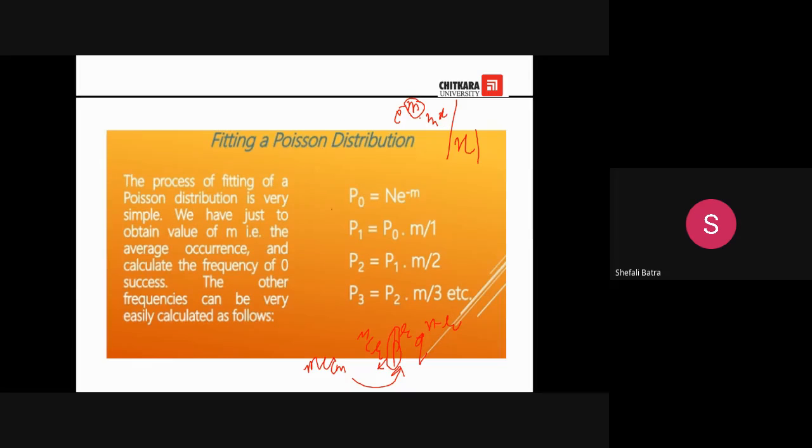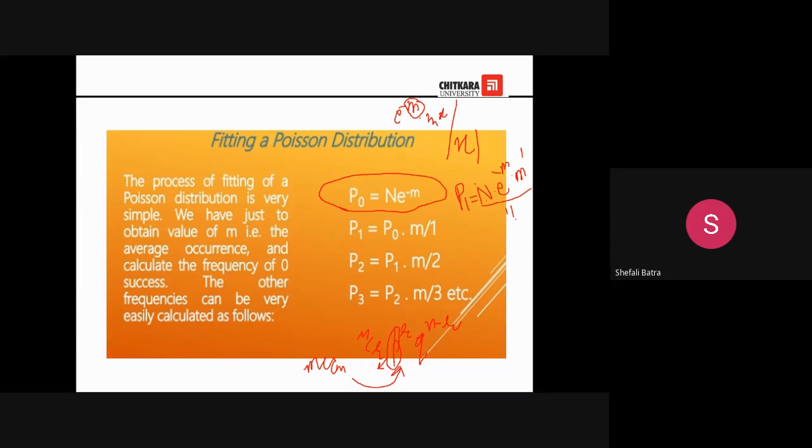This is the relation: P naught is equal to N e raised to power minus m. P naught means the probability when x is equal to 0 for the whole experiment, which is repeated N times, right? So the formula is this. When you calculate P1, the formula is capital N into e raised to power minus m into m power 1 upon 1 factorial.